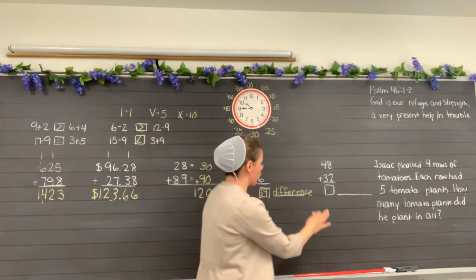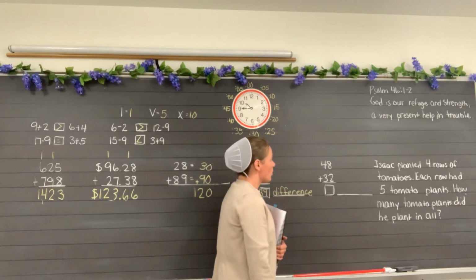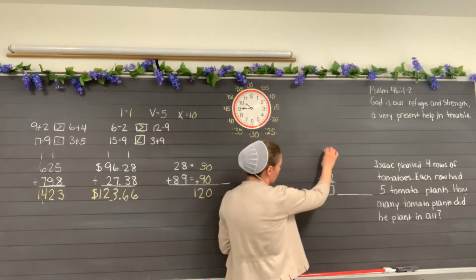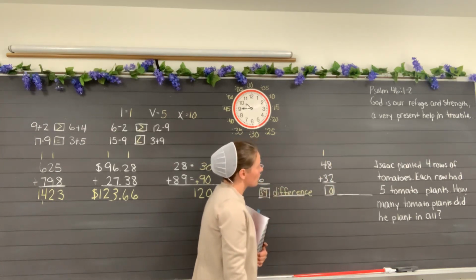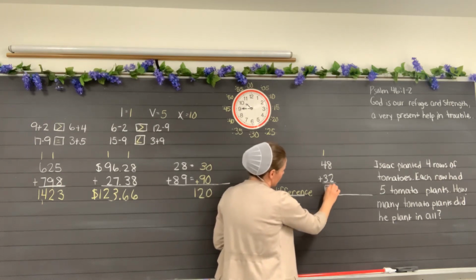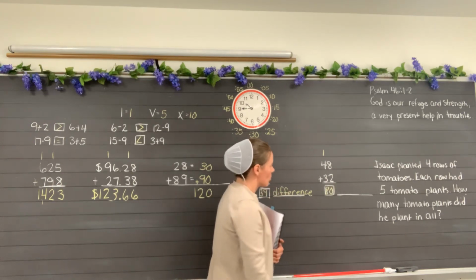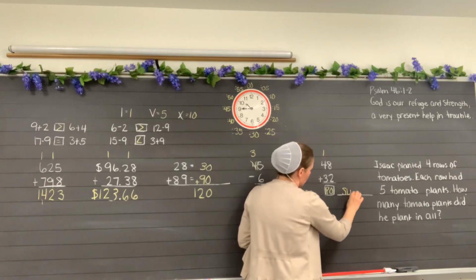Okay, and then we have 48 plus 32. So 8 plus 2 is 10. Carry your 1 up here, put your 0 down here. And 1 plus 4 plus 3 is 8. 80 is your answer. And so we will put sum over here.